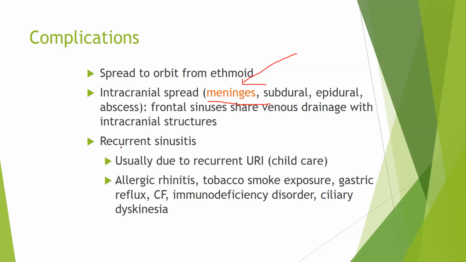If they have recurrent sinusitis, then it's typically due to a recurrent URI, or the child is in childcare. We need to know that 5 to 6 of these per year is normal. So don't overreact if the child's mother or father has a history of the child having 6 infections this year and they're worried. It's good to reassure them that this is normal.